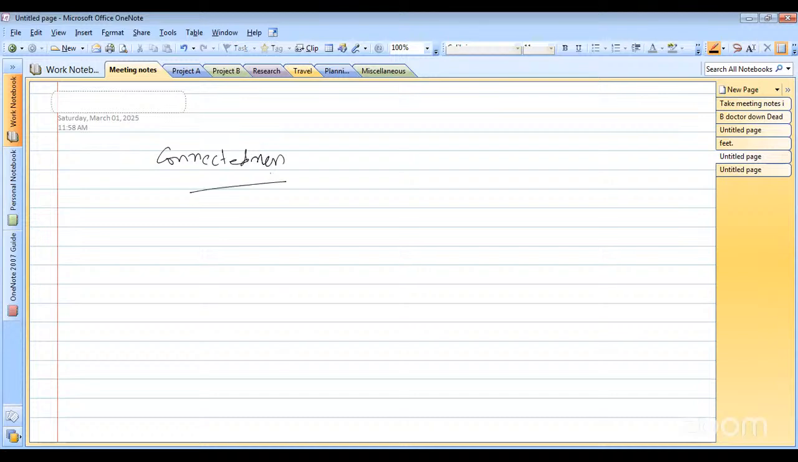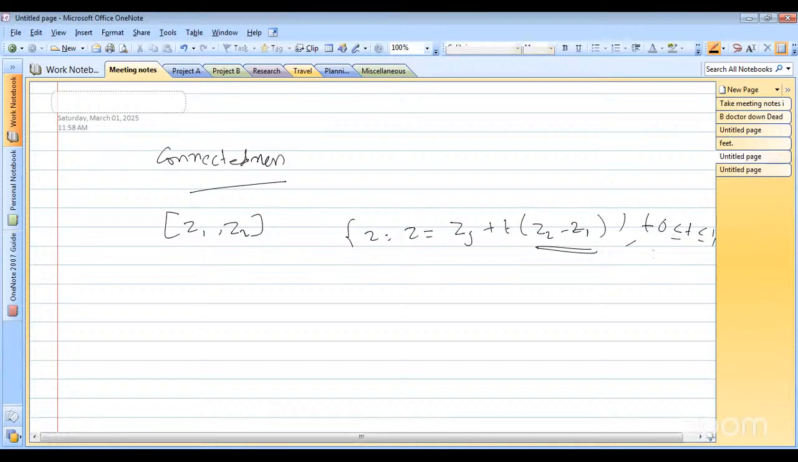In connectedness, we take a line segment with endpoints z1, z2. The line segment [z1, z2] is the set of points z such that z = z1 + t(z2 - z1), where 0 ≤ t ≤ 1. We then take the line segments [z1, z2], [z2, z3], and so on, up to [z(n-1), z'] as line segments.